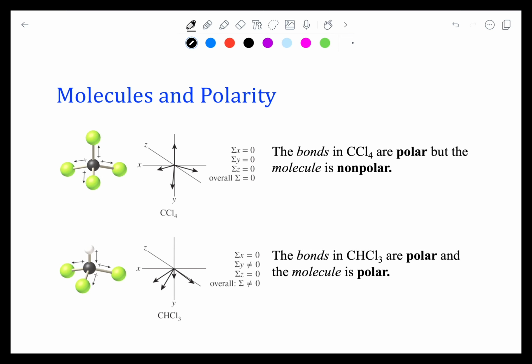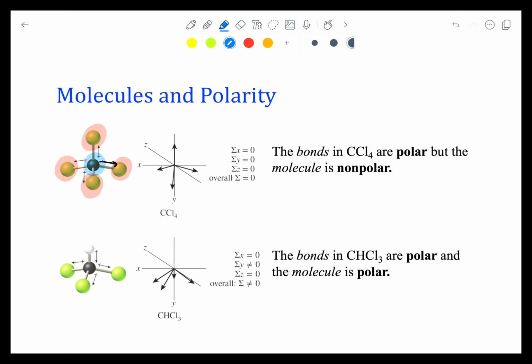So my first example, I have CCl4. These are all polar bonds, and again, they're being pulled towards the chlorine, just like our previous example. So we have 4 spots of high electron density and 1 spot of low electron density. Now because this is tetrahedral, all of those bonds are being pulled at 109 degrees from each other. So they're going in equal but opposite directions.